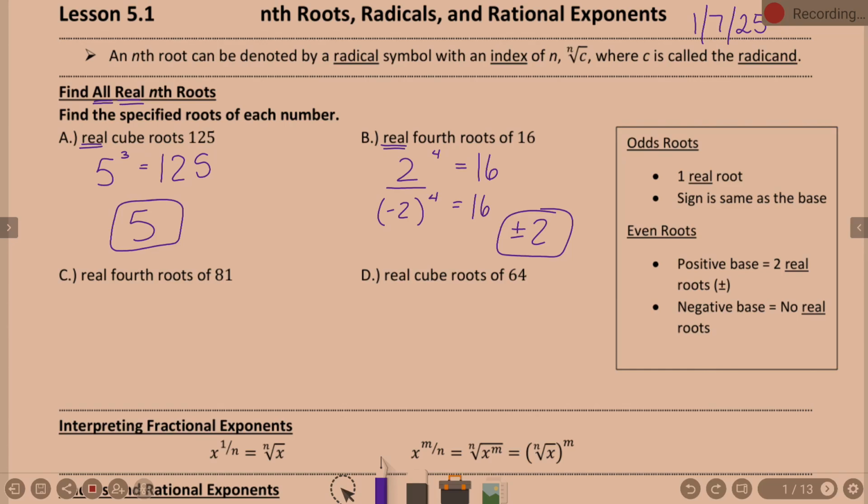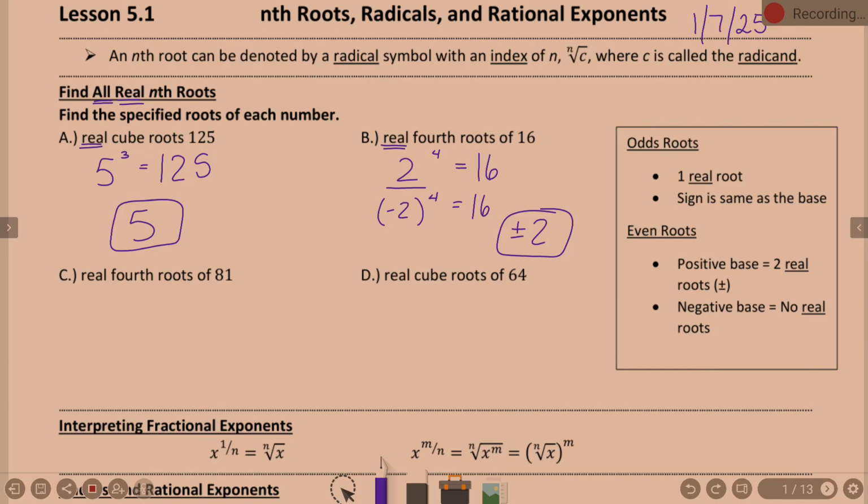Okay? And I have that summarized over here. Odd roots, so that's like cube roots, fifth roots, there's always going to be 1 real root, and the sign is the same as the base. Even roots, if it's a positive base, like what we just witnessed, there are 2 real roots, the positive and the negative. If it's a negative base, we're going to say no real roots. Otherwise we'd be going into the imaginaries, and that's not what we're being asked to do today.